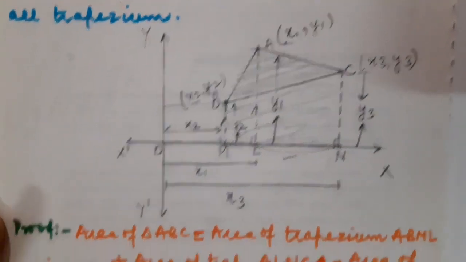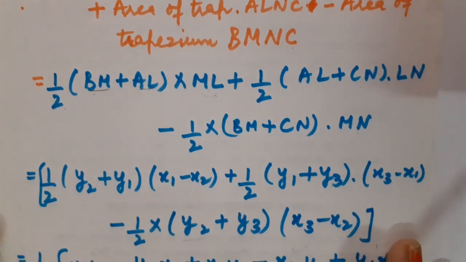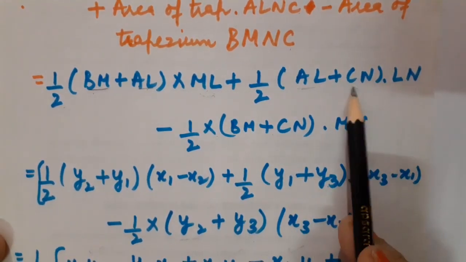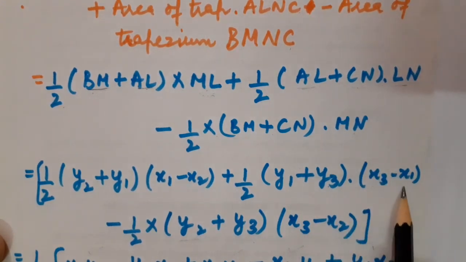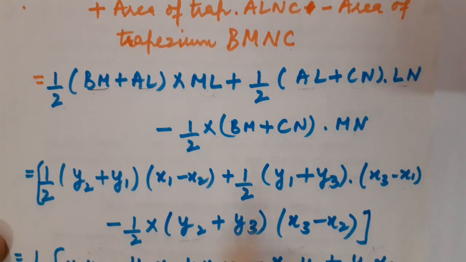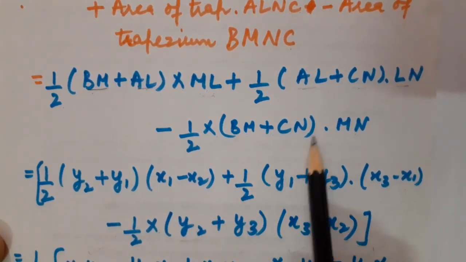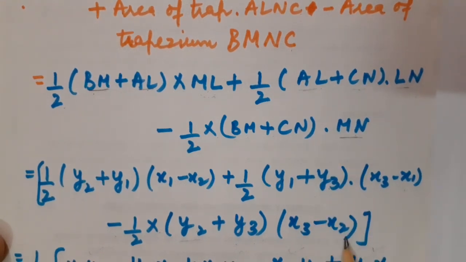x1 minus x2. Here I have put. In the same manner, children, you have to put the rest of the values also. Plus half into AL is y1 plus CN is y3, and LN is x3 minus x1. I have just calculated this also. Minus half into BM is y2 plus CN is y3, into MN is x3 minus x2.